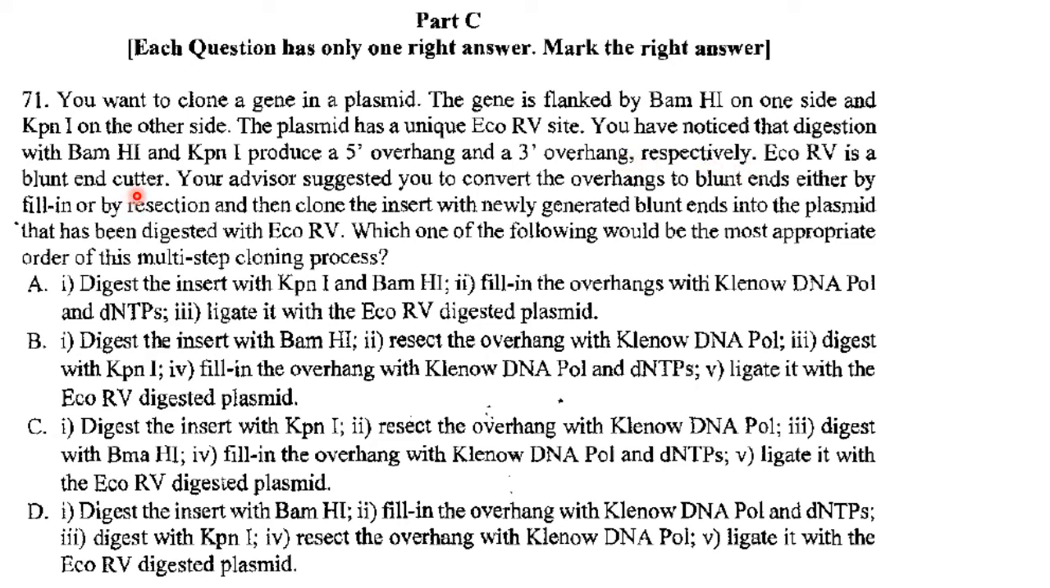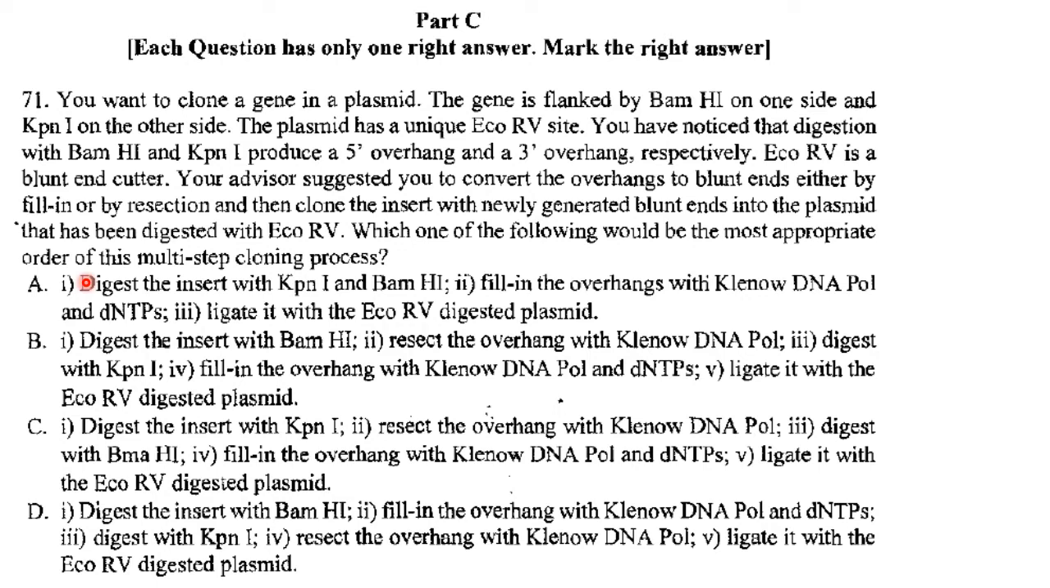So now you have to ligate BamHI and KpnI ends and EcoRV. So both have to be converted into blunt ends. Your advisor suggests you convert the overhangs to blunt ends either by fill-in or by resection, and then clone the insert with the newly generated blunt ends into the plasmid that has been digested with EcoRV. So which of the following would be the most appropriate order of this multi-step cloning process?